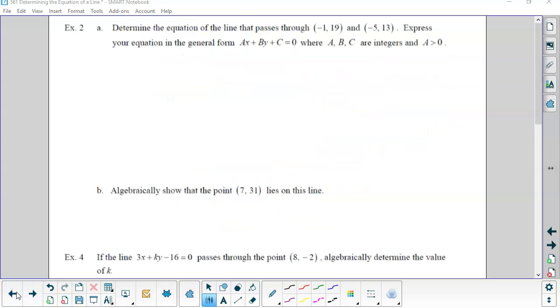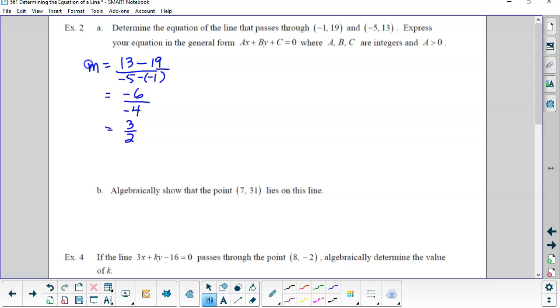Okay, determine the equation of the line that passes through (-1, 19) and (-5, 13). Notice how we're not given the slope, so we need to calculate that first. Okay, so y2 minus y1 over x2 minus x1. Negative 6 over negative 4 is 3 over 2.